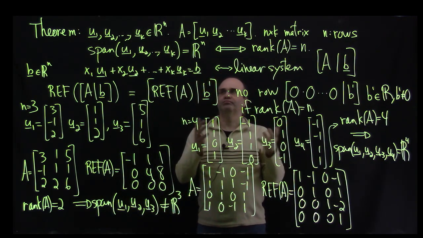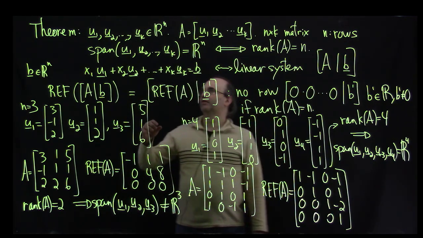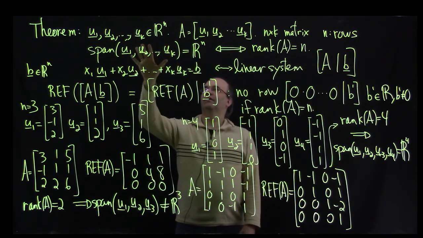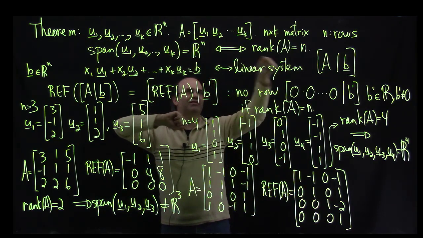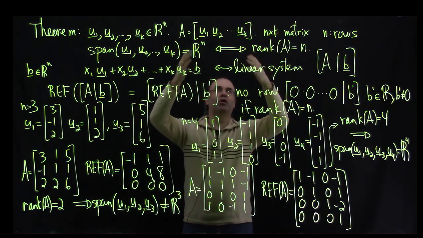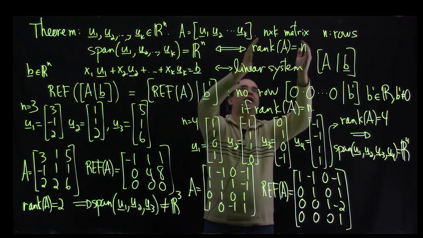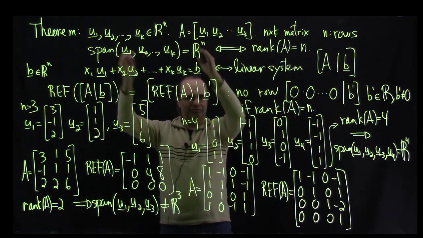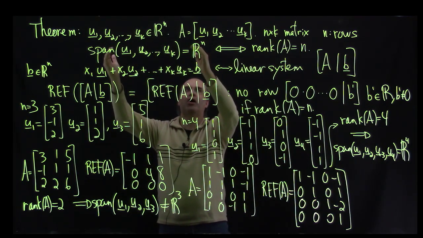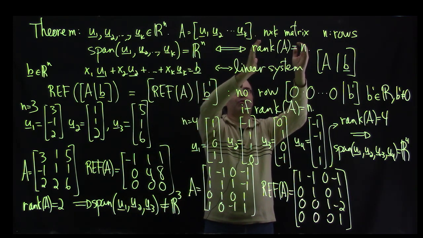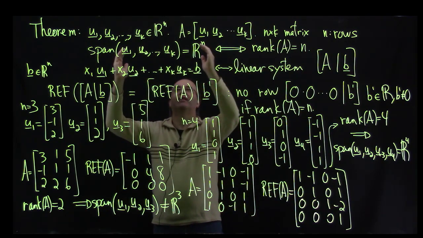So, well, I can explain a little bit why this is true. Let's say I will prove one direction. Here we have this double logical implication arrow. It means that if this is true, then this is true, and if this is true, then this is true. It also means that if this is not true, if the span is strictly smaller, then the rank has to be strictly smaller than n. And vice versa, if this is not true, then this is not true.